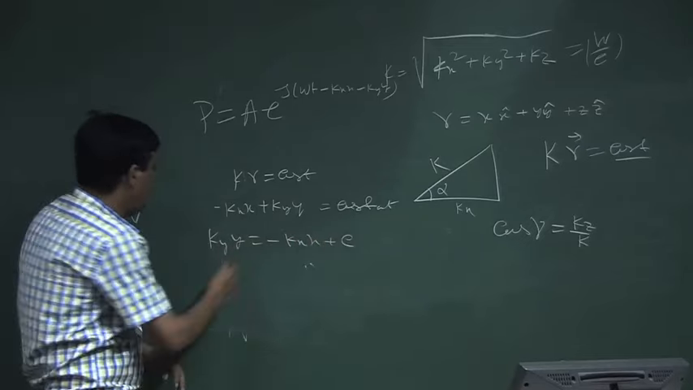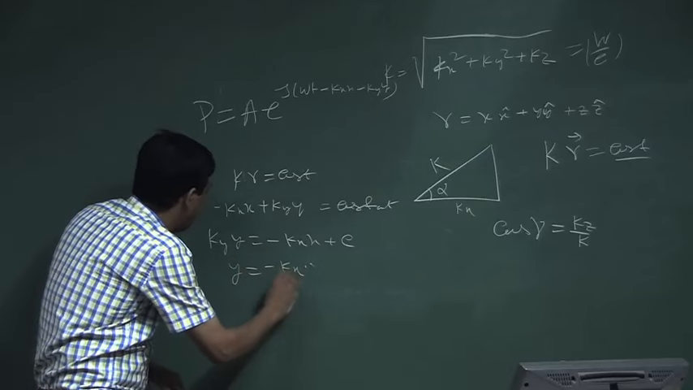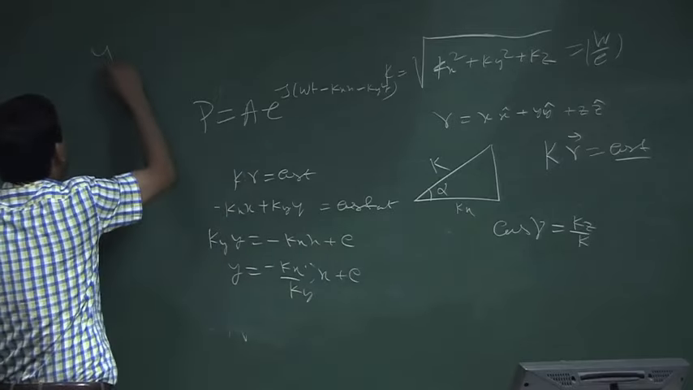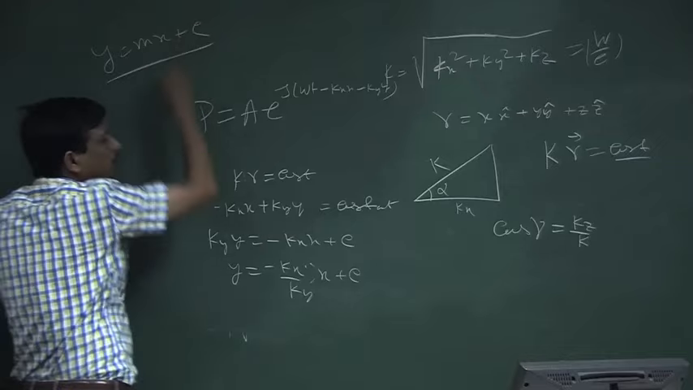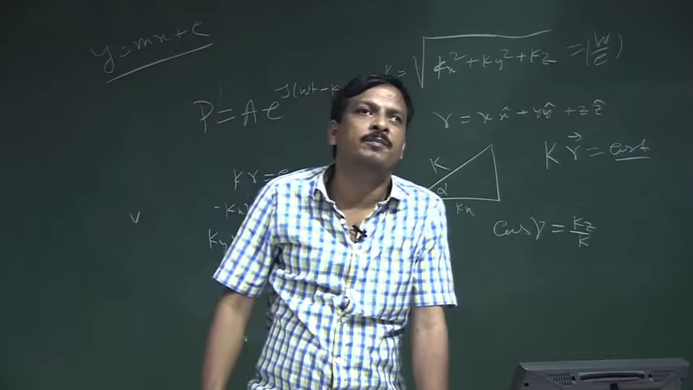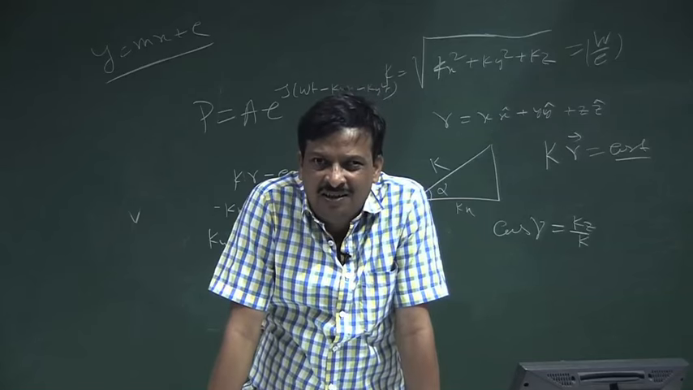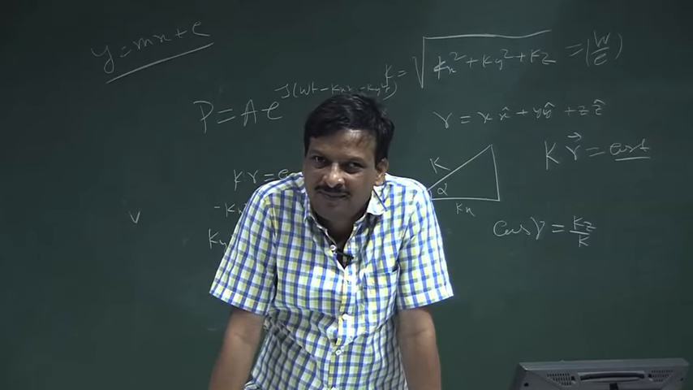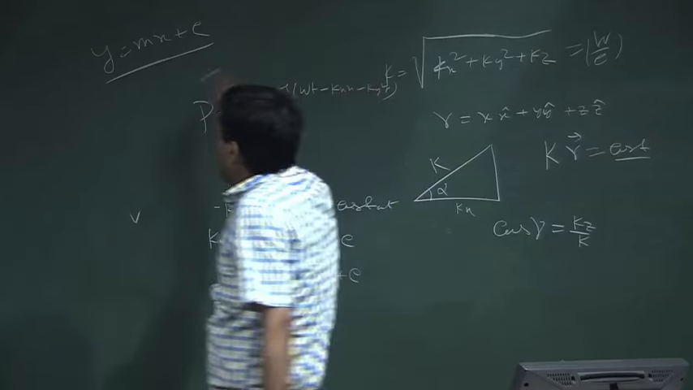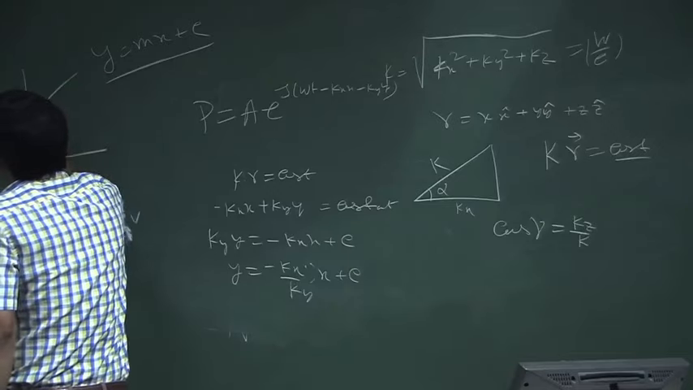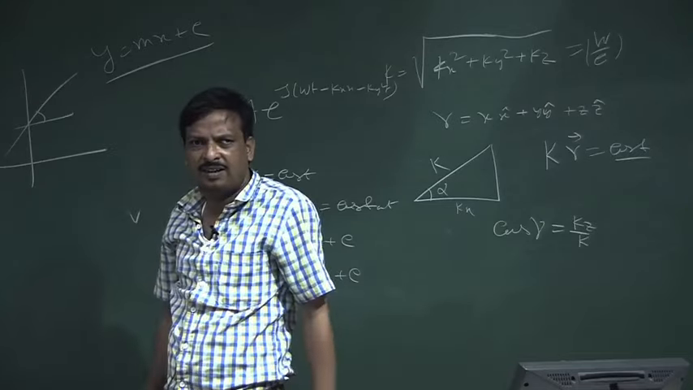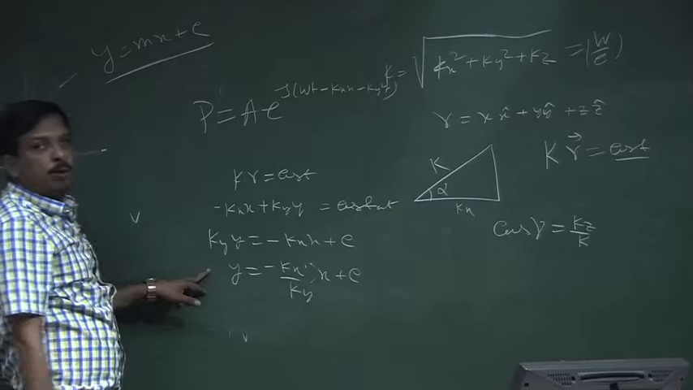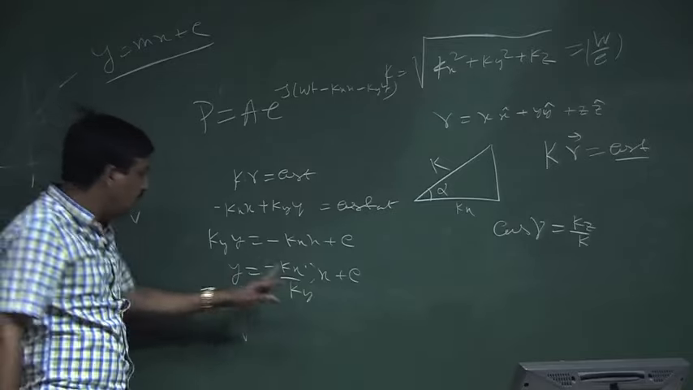So y is nothing but minus k_x by k_y into x plus c. See, the equation y equals m x plus c is the equation of a straight line. What is m? m is nothing but the tangent, that is the oblique angle on the xy plane. So if I have a straight line like this, m represents the slope. So in that case, I can write that the wave is propagated along the xy plane with an angle.